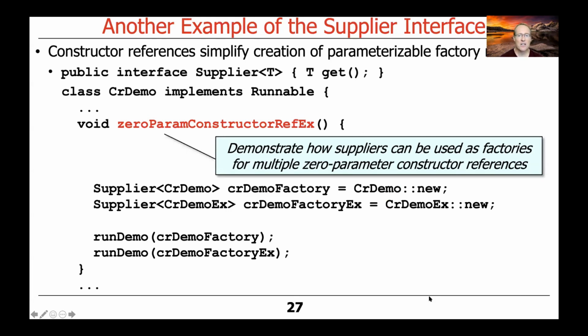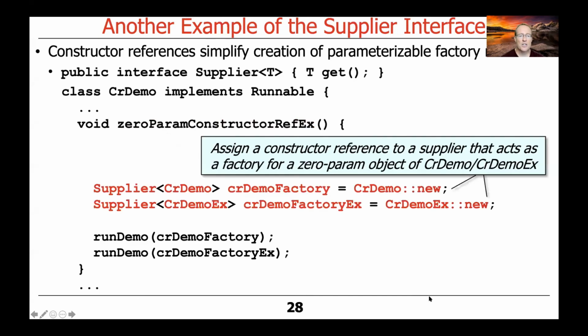And we're going to use this to demonstrate how suppliers can be used as factories for multiple zero parameter constructor references. So down here, you're going to see we have two variables, CR demo factory and CR demo factory EX, both of which are type suppliers. The first supplier is a supplier of CR demos, and the second supplier is a supplier of CR demo EXs. So they just differ by the types.